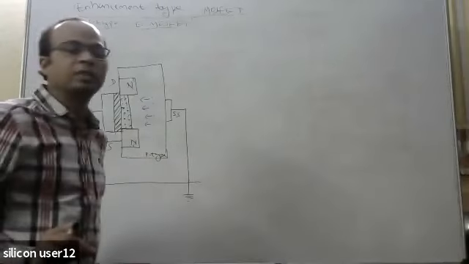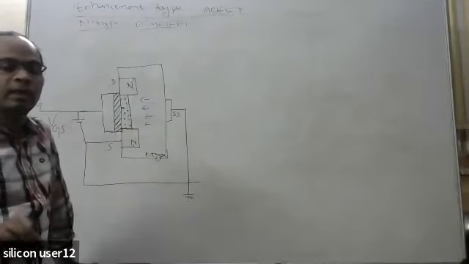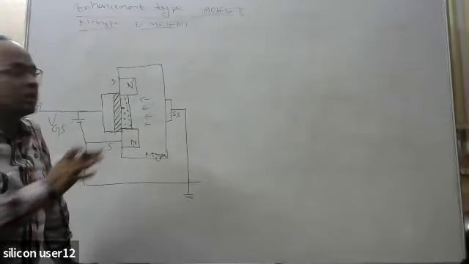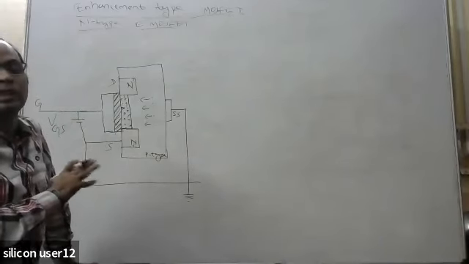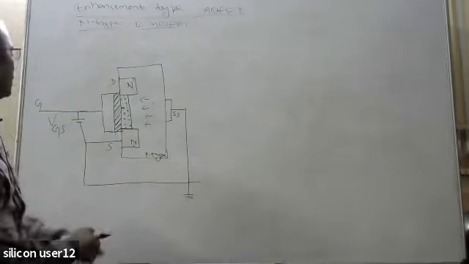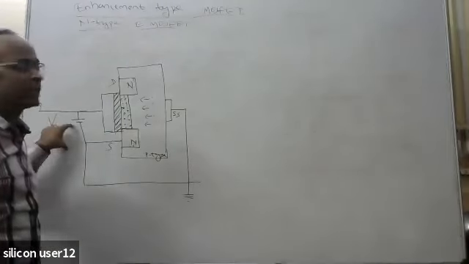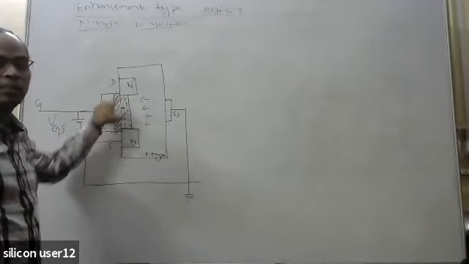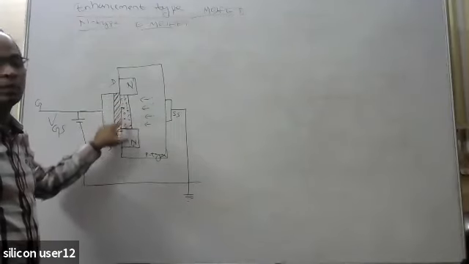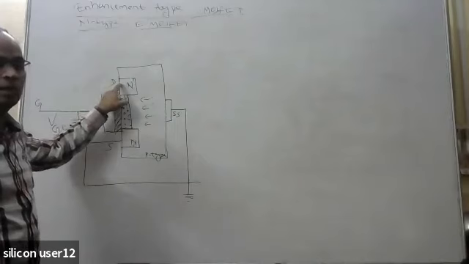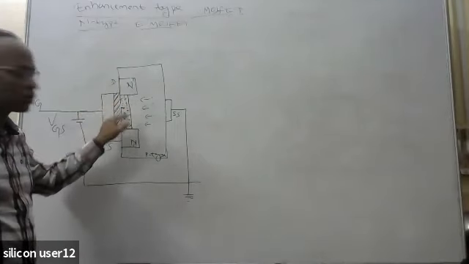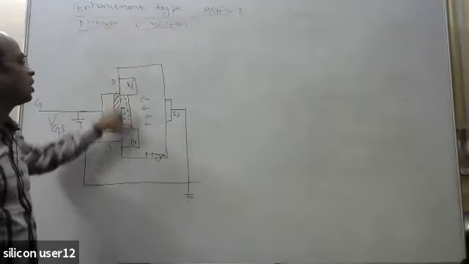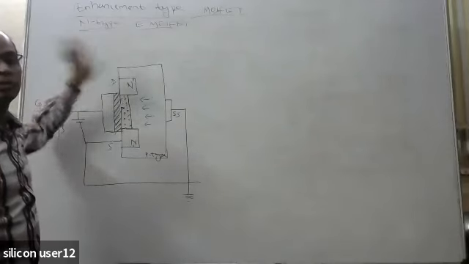This is the only difference between the enhancement type and depletion type MOSFET. In the depletion type MOSFET, this channel was present initially. But in the enhancement type MOSFET, this channel was not present from the beginning. When you apply positive gate voltage, it pulls the electrons, and those electrons gather near the surface. Those free electrons created a path between source and drain, which is called the channel. Since there is now a path between source and drain, there can be a conduction of electricity if I apply a positive voltage to the drain.